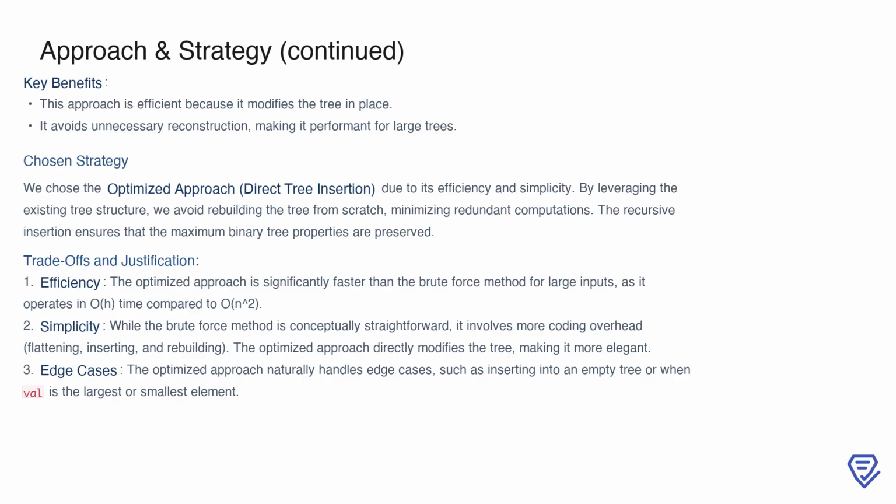Let's also consider some trade-offs. In terms of efficiency, this approach is much faster, operating in O(h) time for tree height, compared to the O(n^2) complexity of the brute force method. It is also simpler to implement, as it doesn't require extra steps like flattening the tree into an array. Finally, this approach naturally handles edge cases, such as inserting into an empty tree or when val is the largest or smallest element, making it robust and versatile.